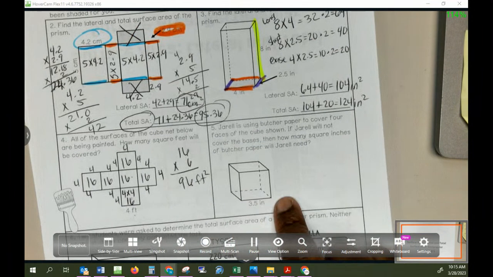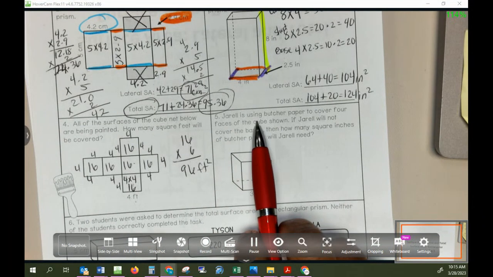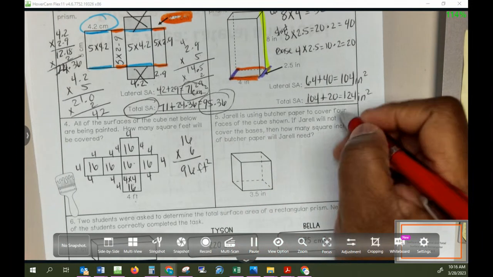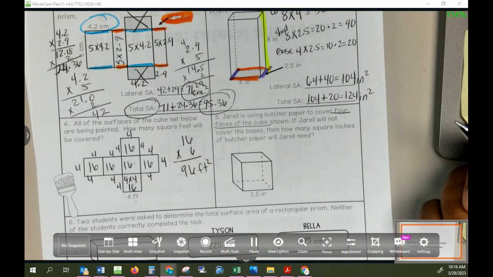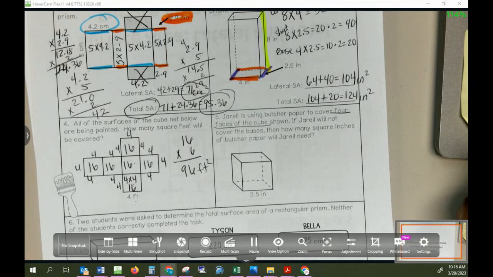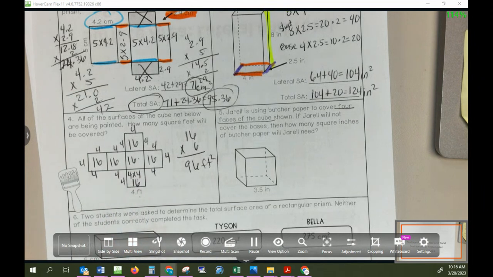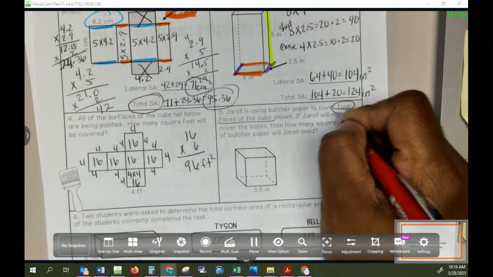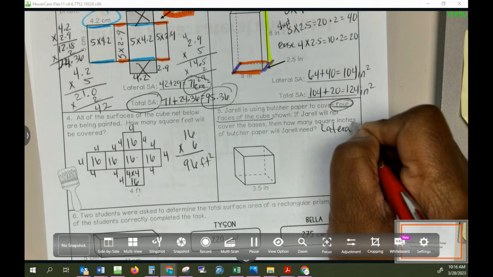So now let's go to number 5, because this matters and we're going to see it here. Jarrell is using butcher paper to cover 4 faces of the cube shown. If he wants to cover 4 faces of this cube, what is he really covering? Is it total or lateral? How many did we just say are total? 6. If he's only covering 4, what is he covering? Total or lateral? So we're talking about lateral here.